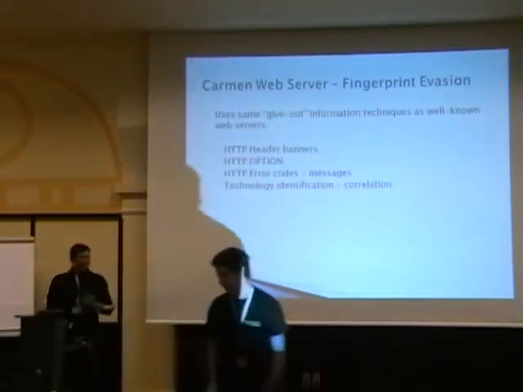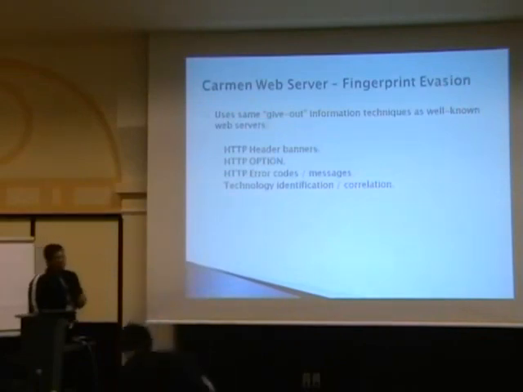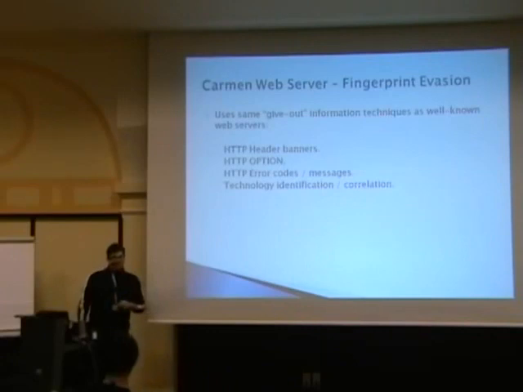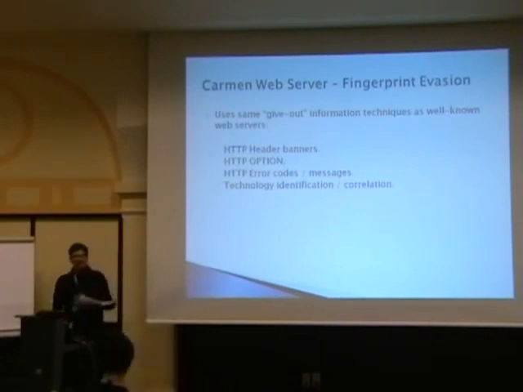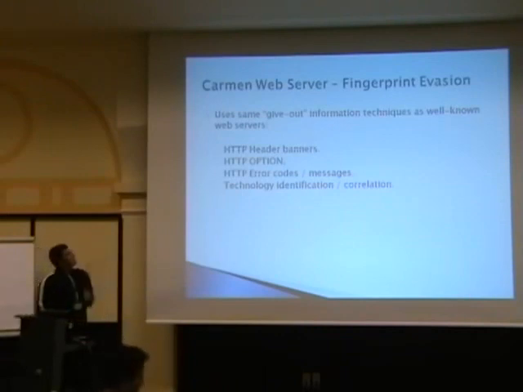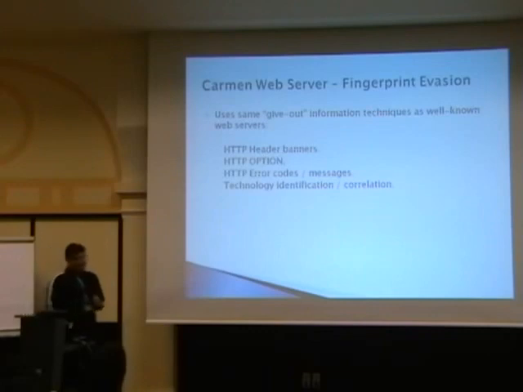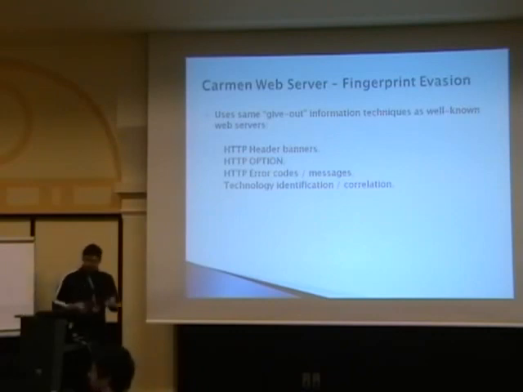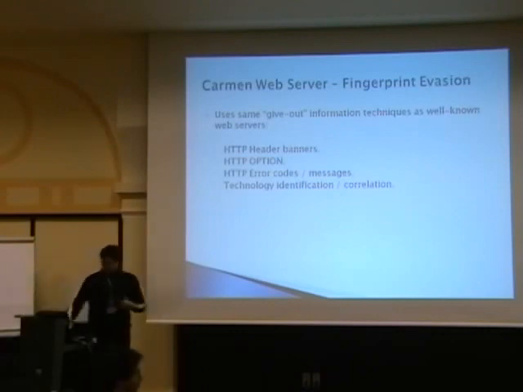So, why do we want to do that? Because we want to perform fingerprint evasion. Servers give out the same kind of information that a web server does. So for example, they give you the same HTTP banners. If you set up the server to run like IIS, when Apache gives you the same HTTP banners, you can define the same options in the HTTP, the same error message and code, and technology identification, the CGIs and stuff like that. So that's quite interesting.